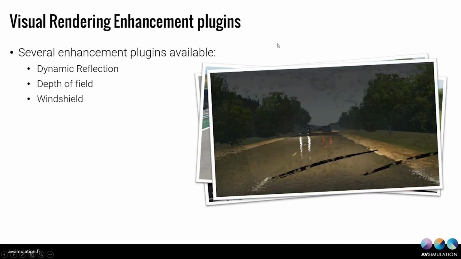We can also configure a windshield in our visual representation. This windshield comes with different features, such as impacts of rain droplets on the windshield, and we can also configure the wipers on the windshield.